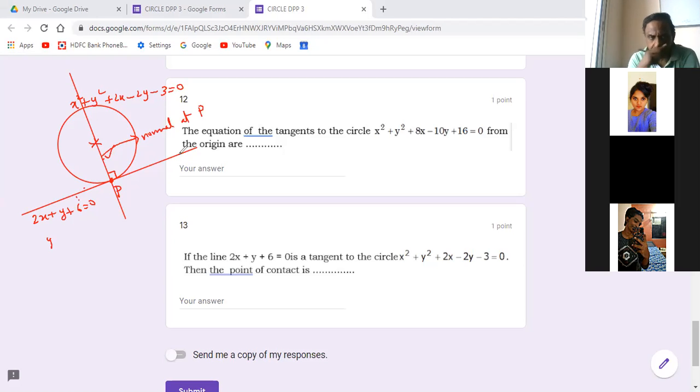So let's do by the first method. What is the method we are applying? Solving the equation. All of you are writing down, students? Given equation of circle. Method 1, you write method 1.